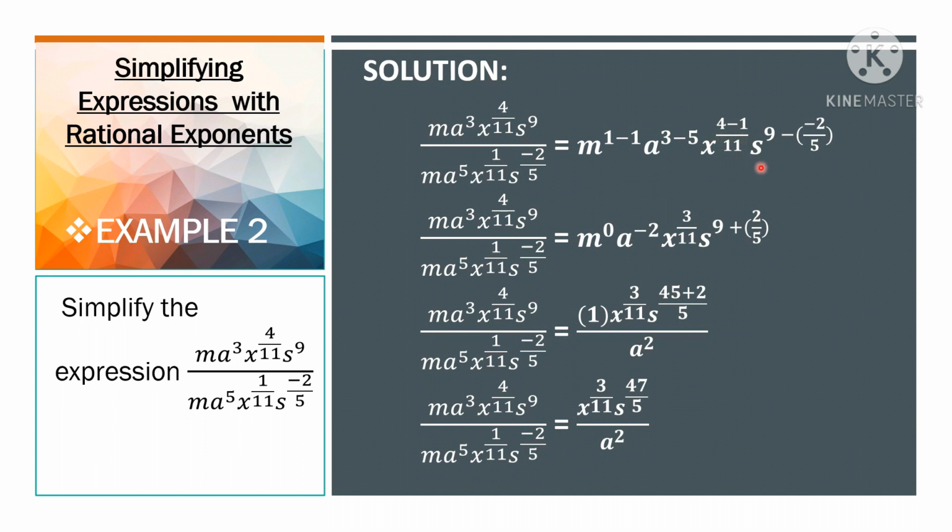And then for base s, so we have 9 minus negative 2 over 5. Then simplify the exponents. So m, again, copy the variable m. Then 1 minus 1, that is 0. For variable a, 3 minus 5 is negative 2. For base x or variable x, so 4 minus 1, that is 3. Then copy the common denominator which is 11. And then, for s, we have 9.